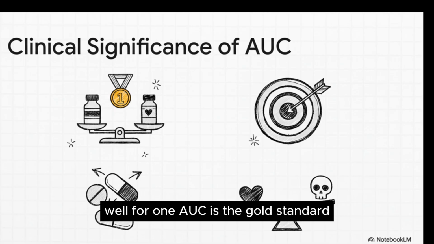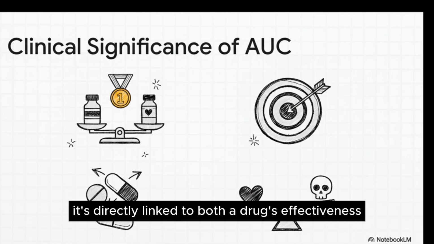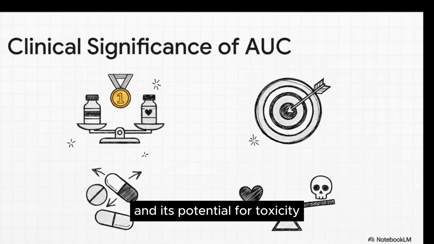Well, for one, AUC is the gold standard we use to prove that a generic drug is truly equivalent to its brand name original. Beyond that, it's directly linked to both a drug's effectiveness and its potential for toxicity, which makes it absolutely vital for safe and effective dosing.